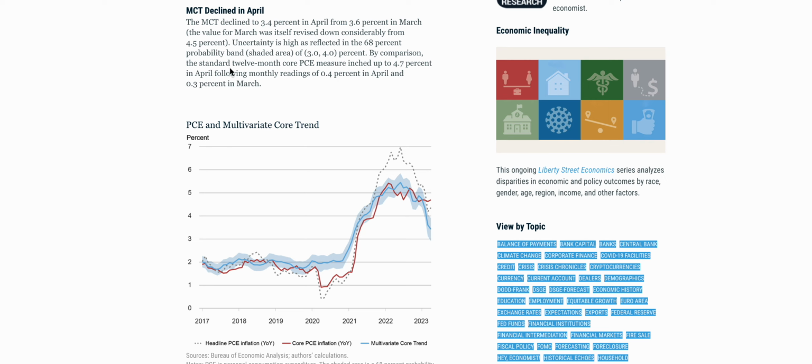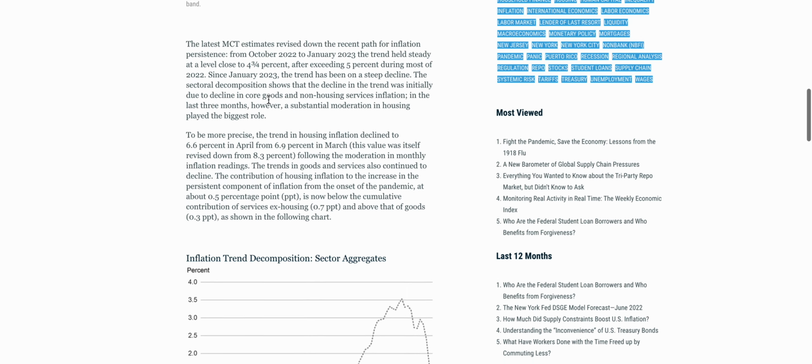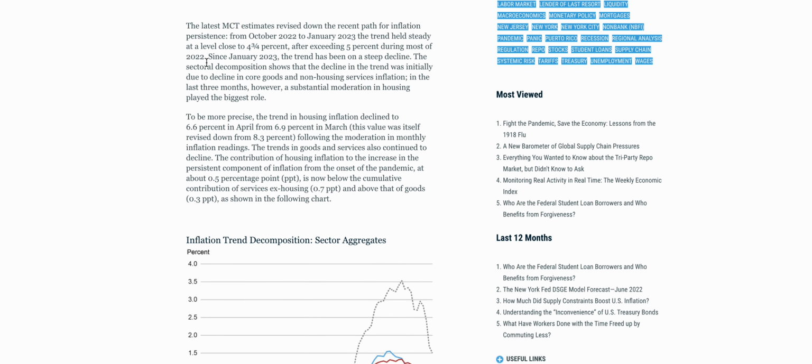By comparison, the standard 12-month core PCE measure inched up to 4.7% in April, following monthly readings of 0.4% in April and 0.3% in March. Here's a little bit more summary of this. I'm just going to read it quickly. The latest MCT estimates revised down the recent path for inflation persistence from October 2022 to January 2023. The trend held steady at a level close to 4 and 3.25%, after exceeding 5% during most of 2022.